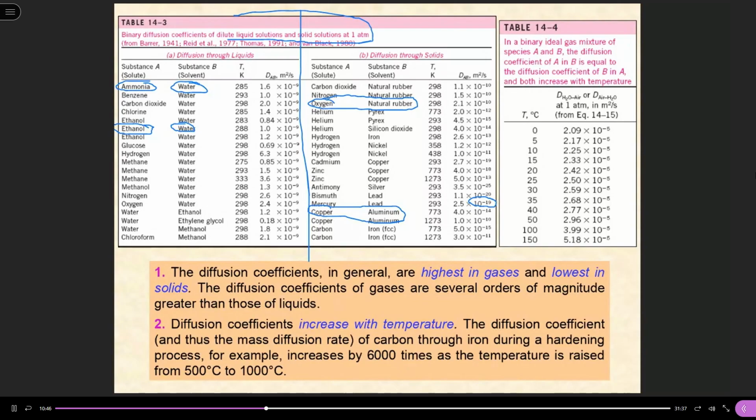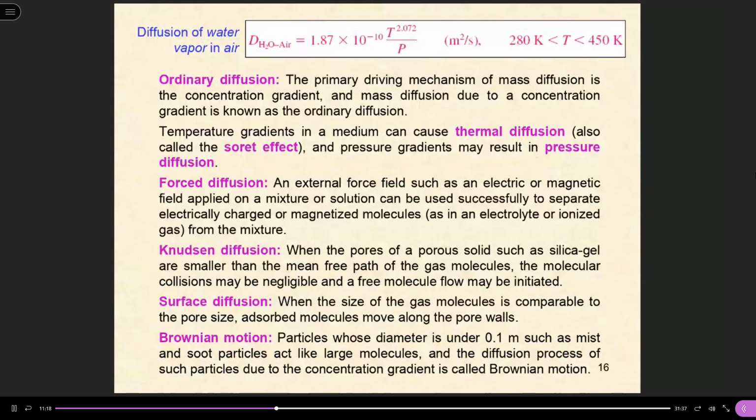And here we talk particularly about water molecules in air. Again, oxygen in air or air in oxygen, water in air or air in water, is the same. That's in a gas. So this one is also talking about the diffusion of water vapor in air. There is an equation for the diffusion coefficient.